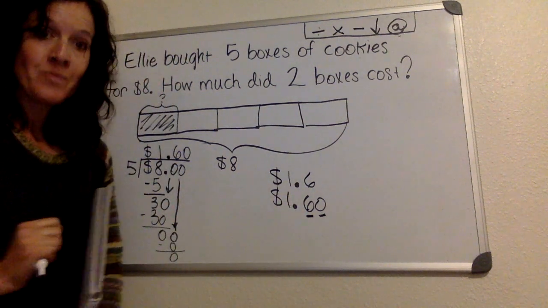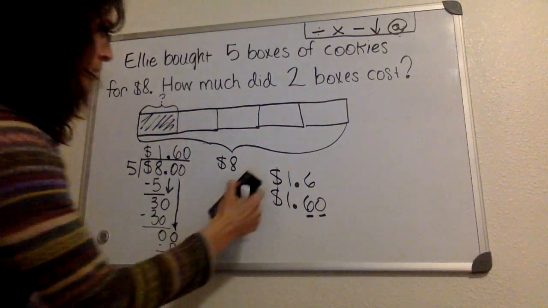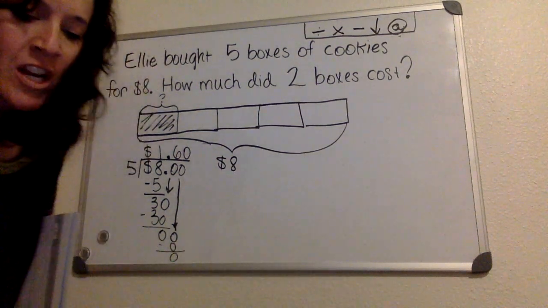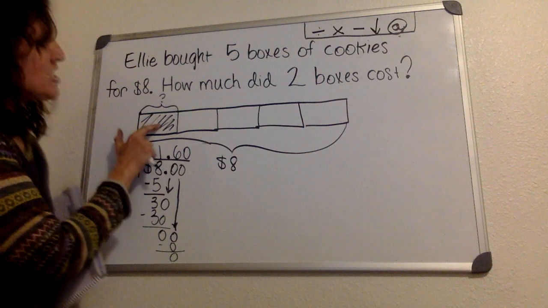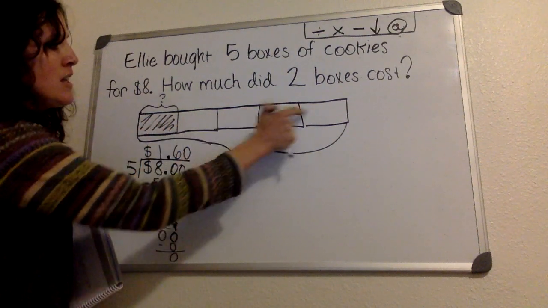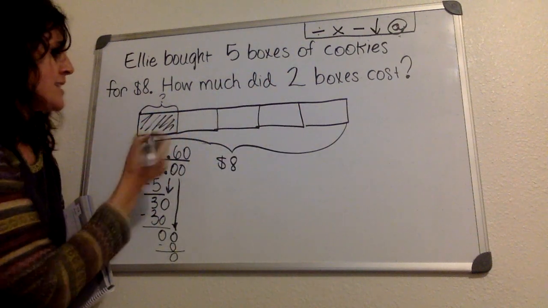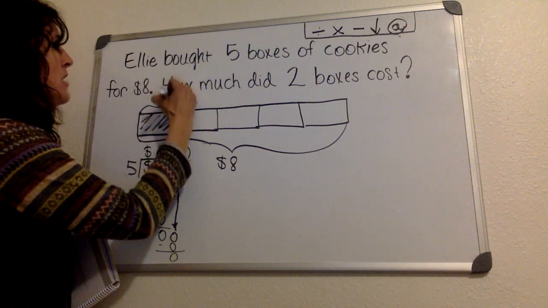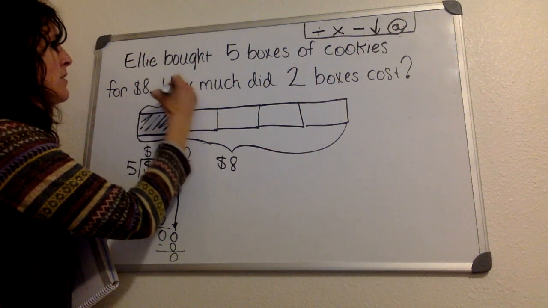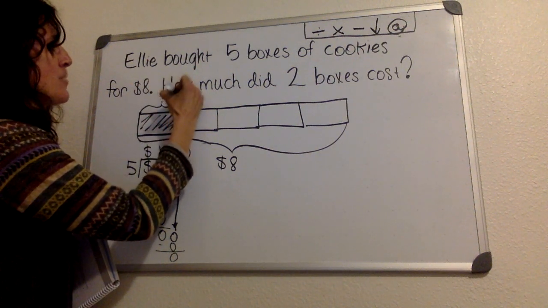Okay, so you always have, when you're dealing with money, you always have 2 decimal places because those are your cents. Okay, so now we have figured out that each of these boxes is worth $1.60. Okay, so I'm just going to put him up here. $1, I know it's a little small, sorry.